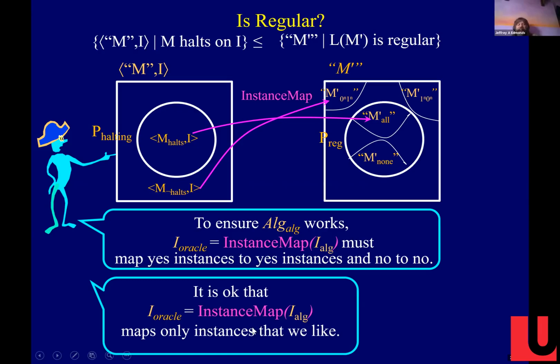So that's our instance map. We don't have to map to every type of Turing machine. We only map to Turing machines that we care about. So we're going to decide to map to these types of Turing machines and to those types of Turing machines, and we're never going to map to any other type of Turing machine. And that's our choice.